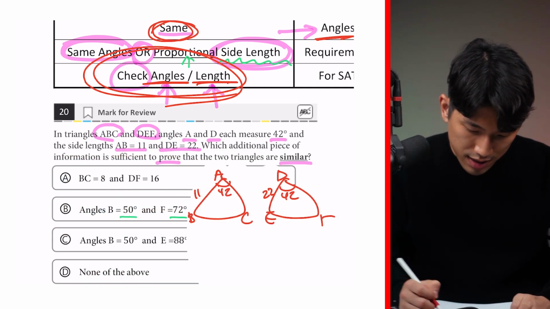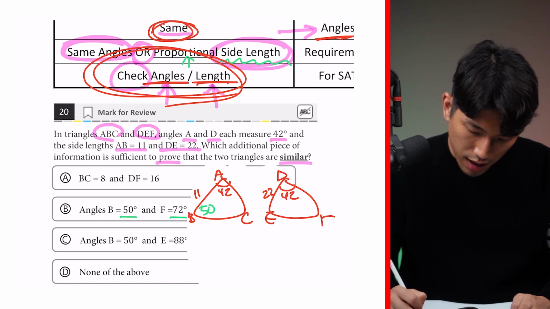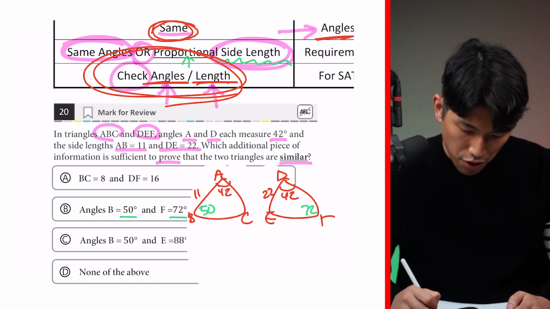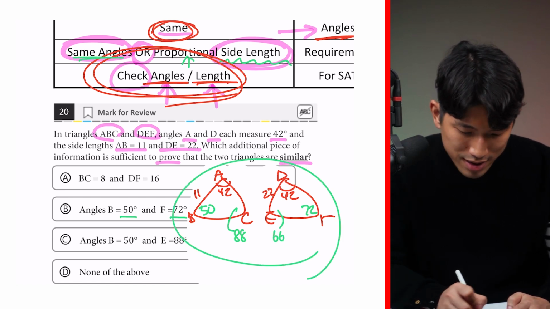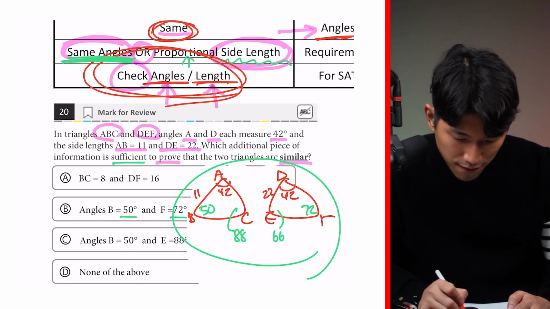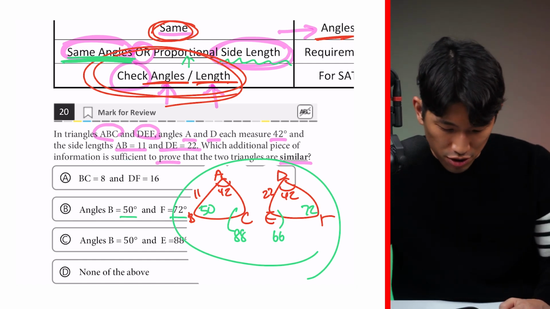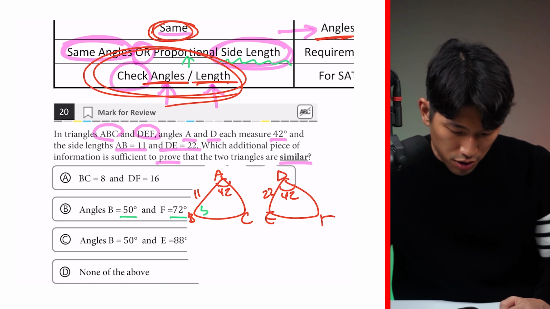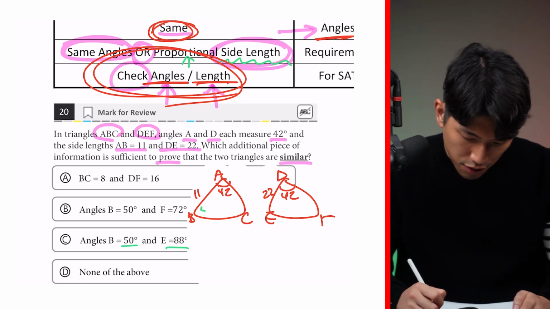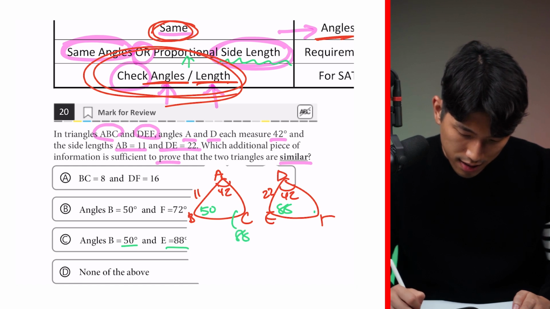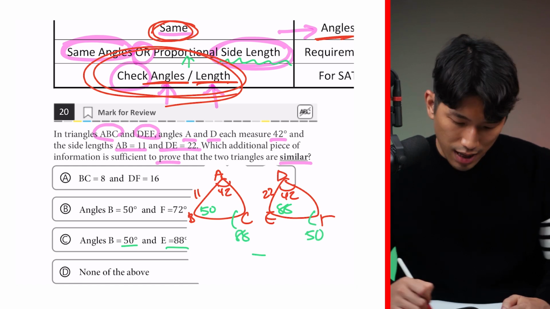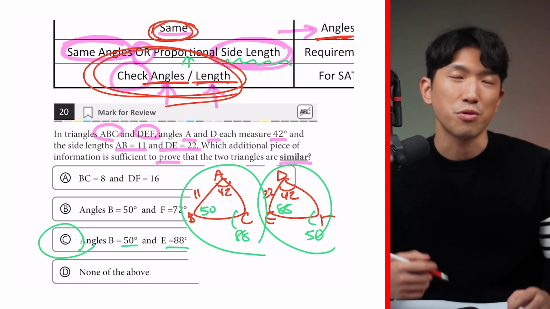Angle B is 50 and 72. So it's going to be 50 here and F is going to be 72, which means the third missing side is going to be 88 over here and that's going to be 66. And because they don't have same set of angles, it's not sufficient to prove that these 2 triangles are similar. Let's try out the third choice. Angle B is 50 and 88. So 50 and 88, which means that side is going to be 88 and that angle is going to be 50. They have same set of angles, which means 2 triangles are going to be similar.